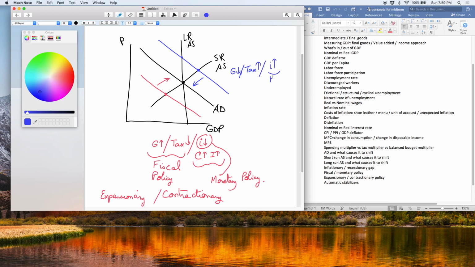This is called monetary policy, and this is called fiscal policy. Okay? And so these in the blue would be considered contractionary policies, and the red would be considered expansionary policies. Okay? The final item is automatic stabilizers.